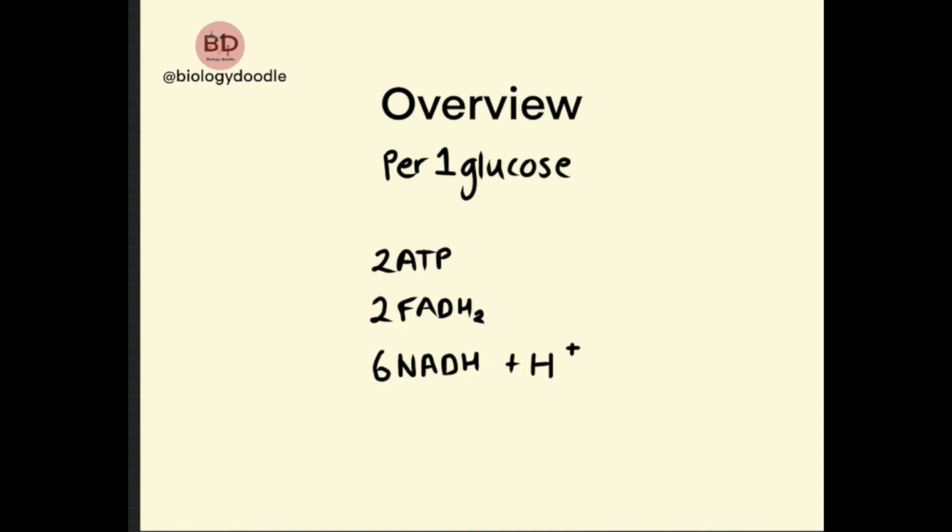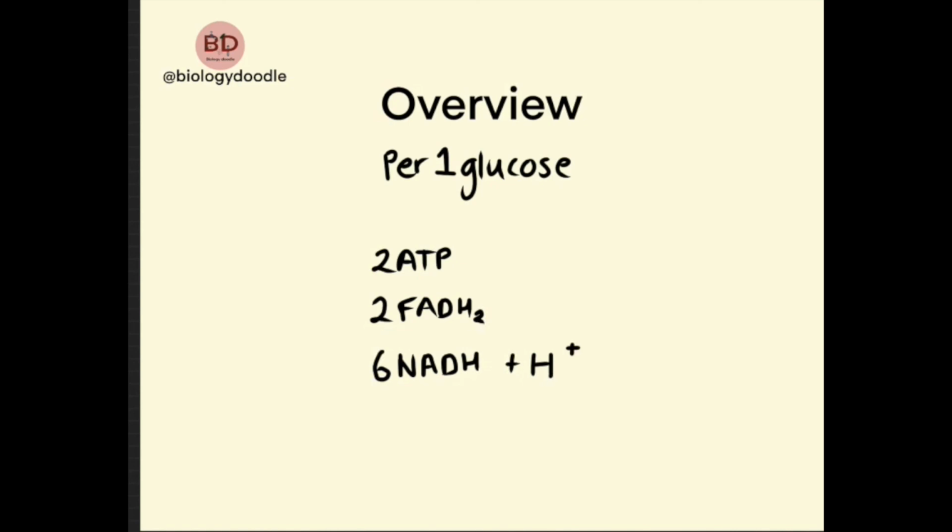Now, this is so important. This is the most important thing that you're going to get out of this, is per 1 glucose, because as you'll remember from glycolysis, we got 2 acetyl-CoA. So the citric acid cycle happens twice, and this is so important because a lot of times when you're in exams, examiners will say per 1 glucose molecule, how many whatever do you get from whatever stage of respiration.